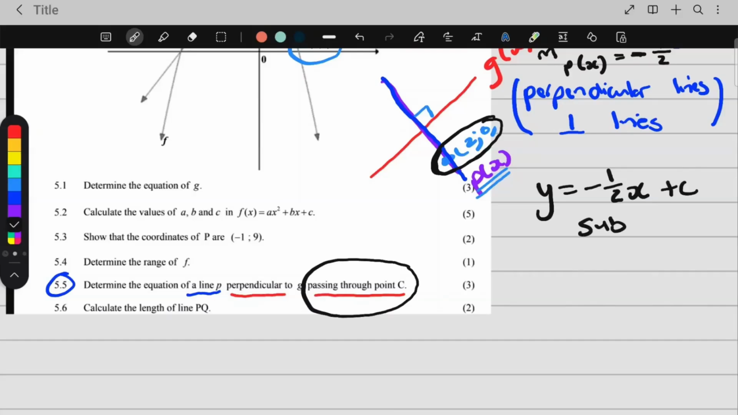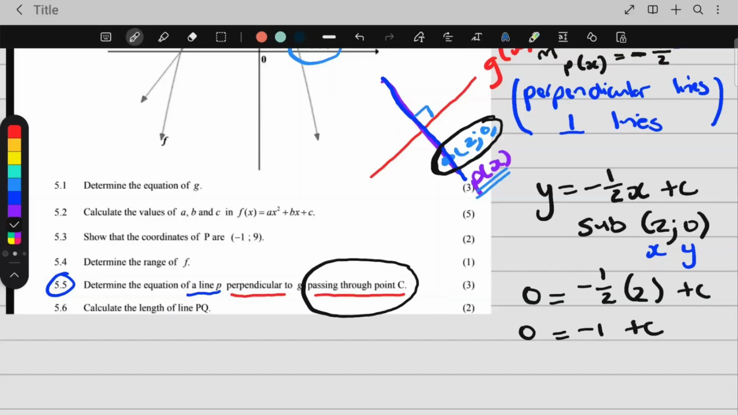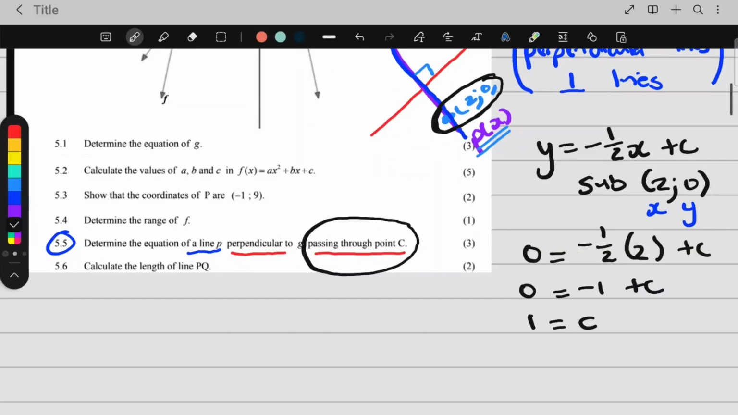So I'm going to sub 2 and 0. So wherever there's an x, I write 2. Wherever there's a y, I write 0. So I go 0 is equal to -1/2 times 2 plus c. So 0 is equal to -1 plus c. So I get my c to be a positive 1. So now I take this c and I write it in here. Therefore, the equation is y is equal to -1/2 x plus 1. Because c is a positive 1.